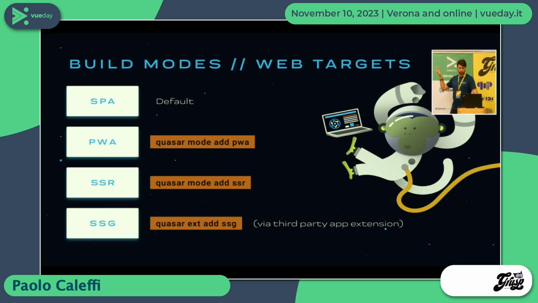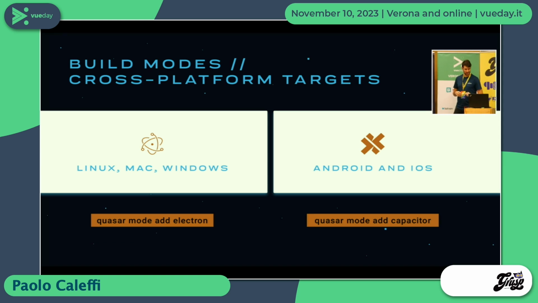And those are just the web targets. Let's move to the more interesting ones. Every time you run this command, so Quasar mode add PWA or SSR, a new folder is generated, and everything is managed by you under the hood to make it work.